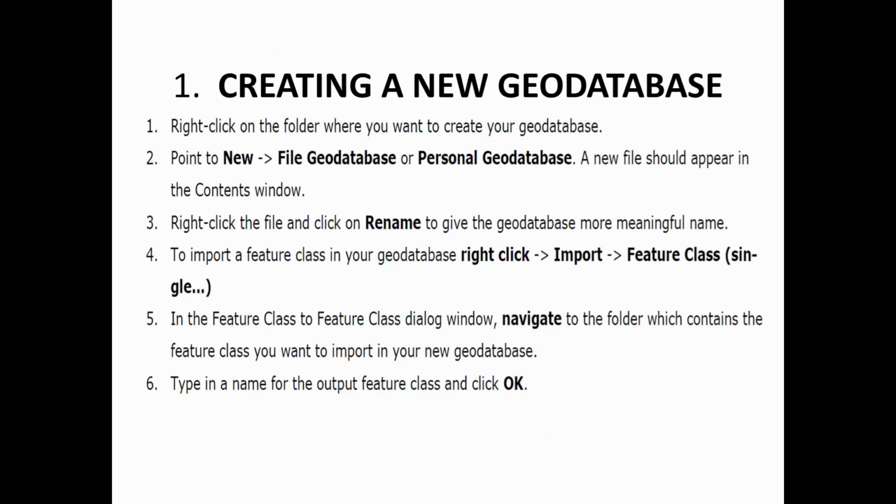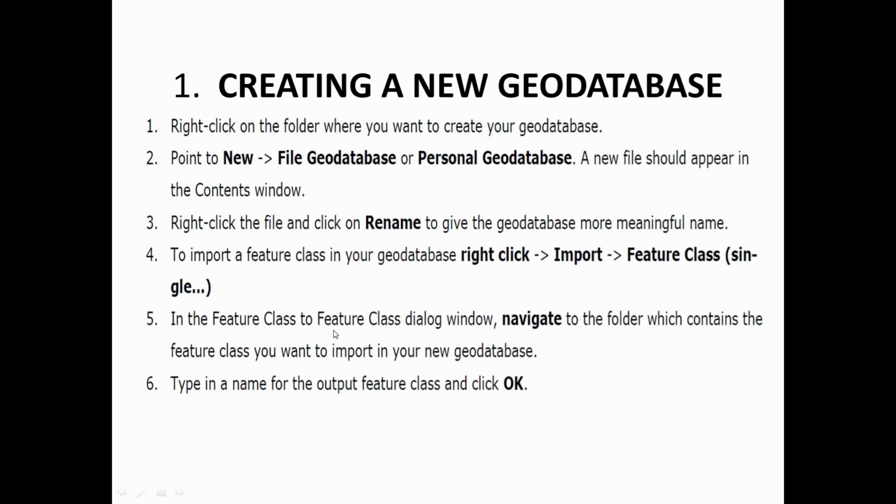So, the first one is I'll teach you how to create a new geodatabase. And the steps are shown here. One, right click on the folder where you want to create your geodatabase. Point to new, File Geodatabase or personal geodatabase. A new file should appear in the contents window.